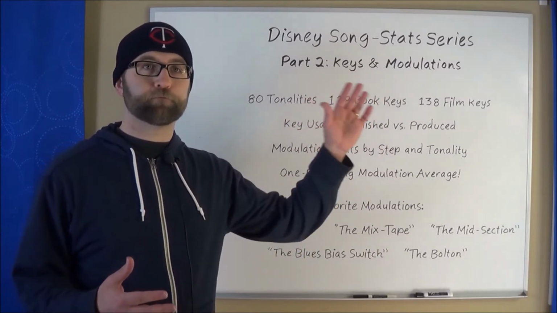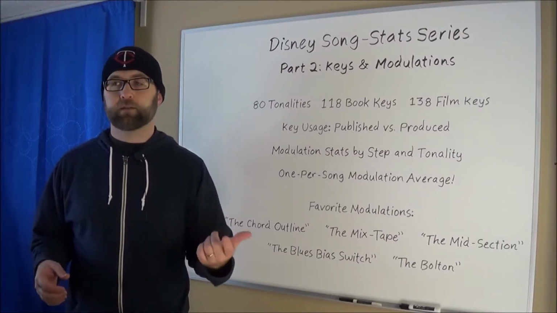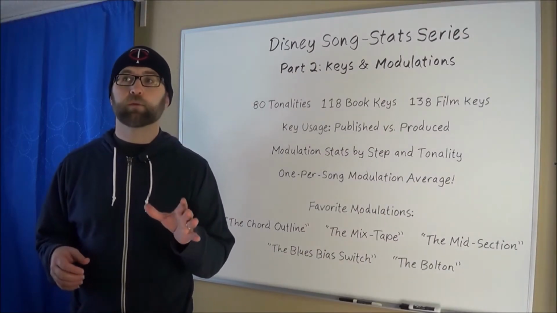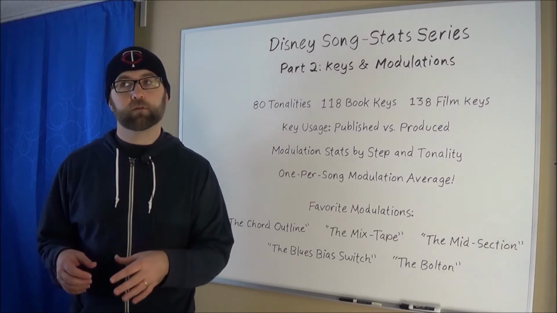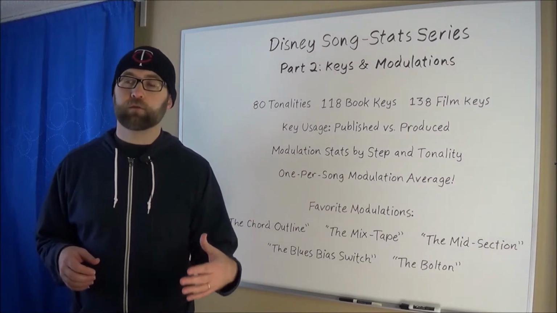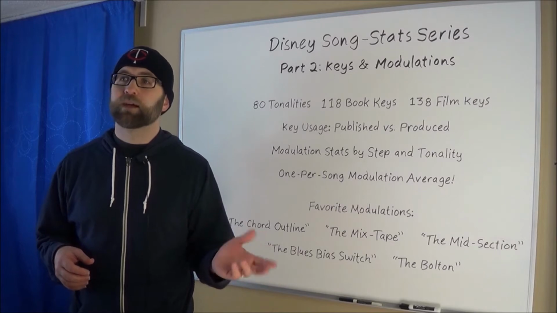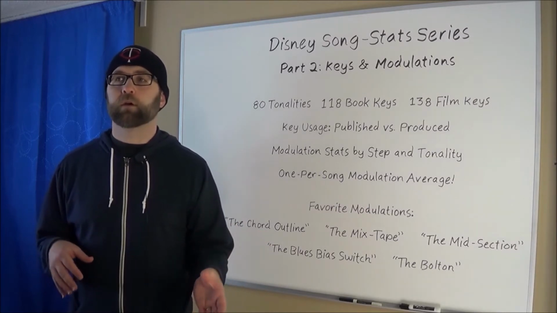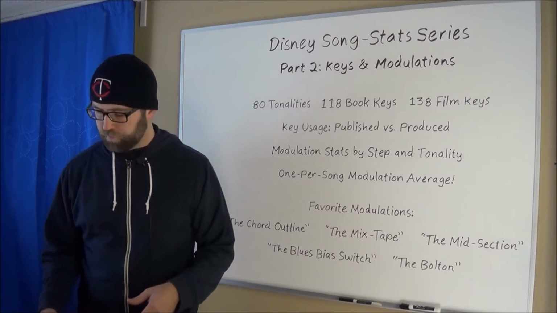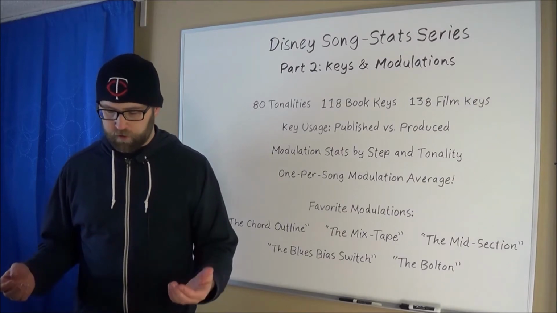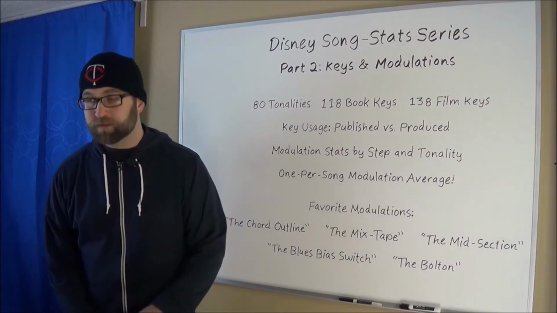Okay, first thing we're going to look at is data on tonalities. So in total, there were 80 tonalities found in 70 songs, which means that 10 songs used 2 tonalities at different times. These instances turned out always to go from either major to minor, or minor to major.